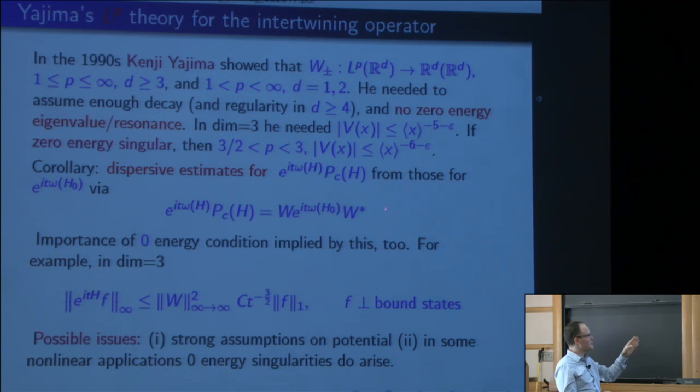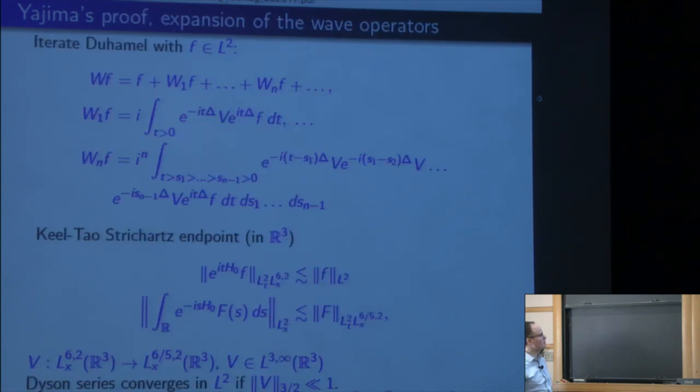And just for the sake of completeness, I want to mention that in dimension 3, or record, he needs decay of order -5 minus epsilon. And because of the intertwining property, if you have any dispersion relation omega of H, you can recover dispersive estimates, pointwise, Strichartz, whatever you have, from that, because, for example, of this line, right? It's obvious. You can transfer LP bounds because of this.